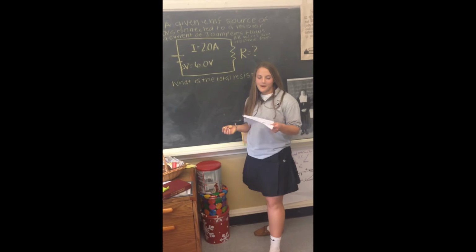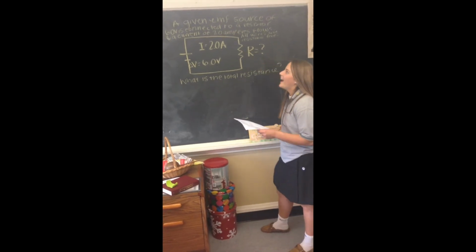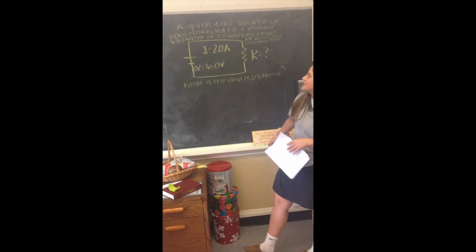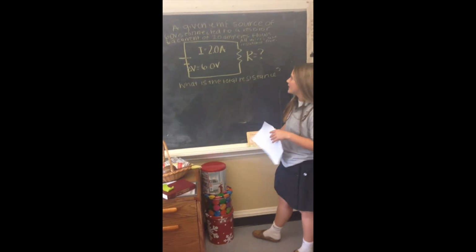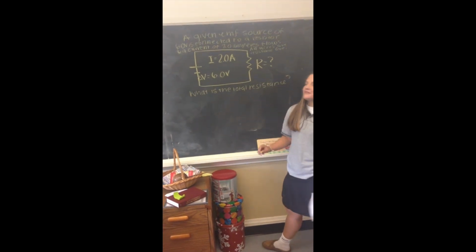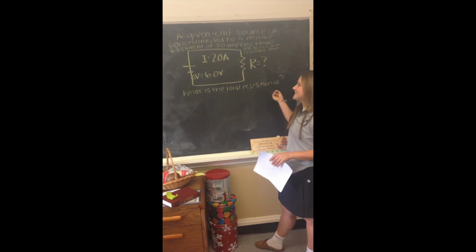Let's do a simple problem to prove that this is true. A given EMF source of 6 volts is connected to a resistor and a current of 2 amperes flows. All the wires are resistance free. What is the total resistance?